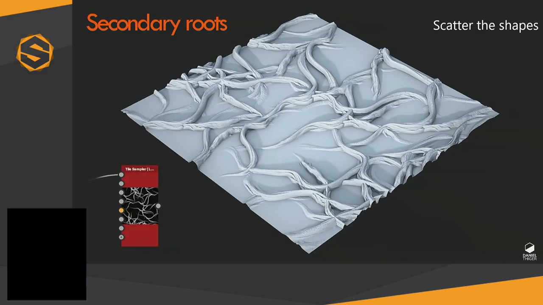So here's that tile sampler. Essentially, I'm just using that fork shape that I got. I scatter them randomly. I play with the color value intensity, color mask, I think it's called. Just to get different height values, so you see some kind of loop over each other. And then just random rotations.